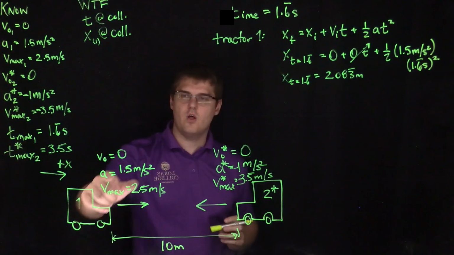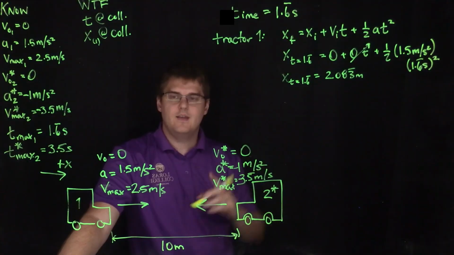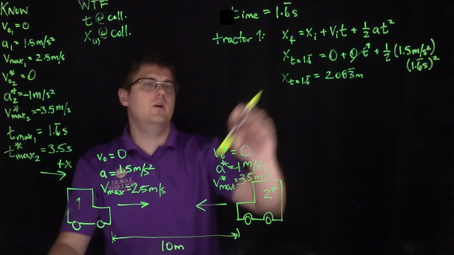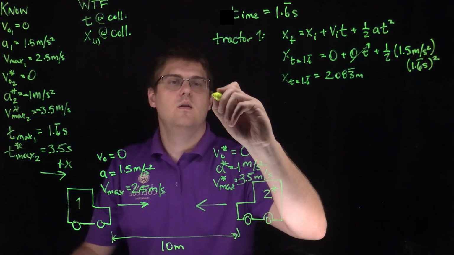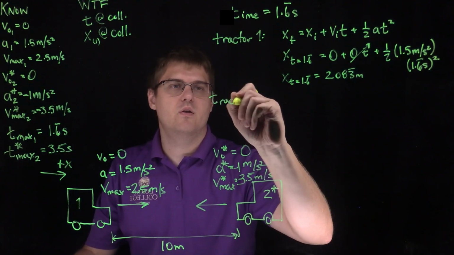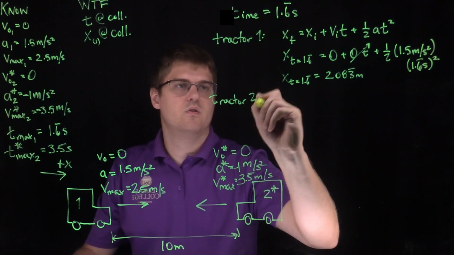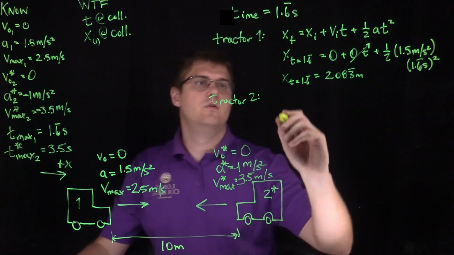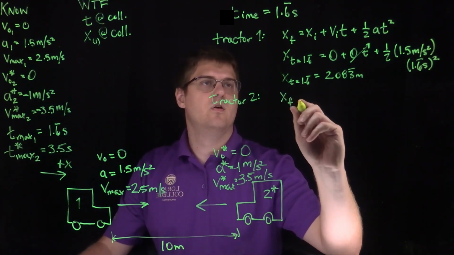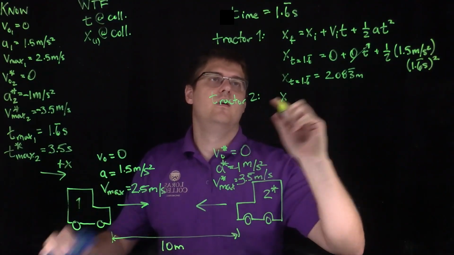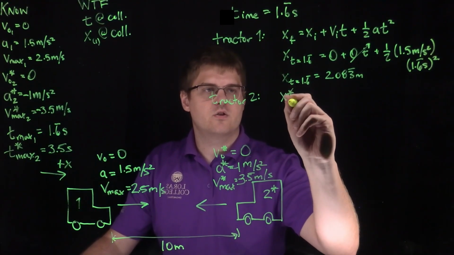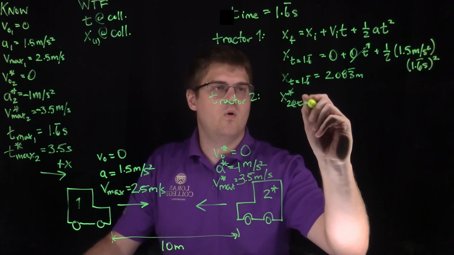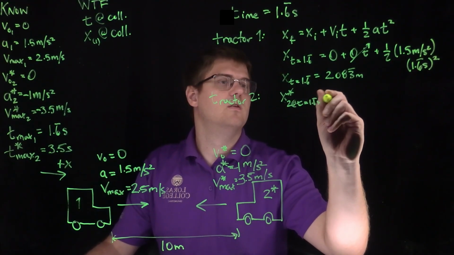And at this point, it is no longer accelerating, because if it were still accelerating, it would go over 2.5 meters per second. So this is where tractor 1 hits its constant speed. Where is tractor 2 at this point? Well, tractor 2 is the same equation. X final is what we want to find, which is not x final anymore. This is x of tractor 2 at time of 1.6 repeated seconds.